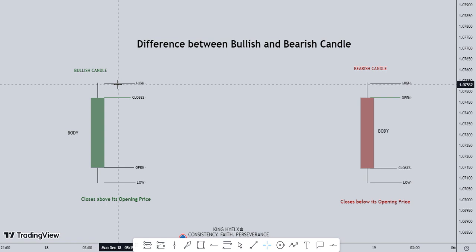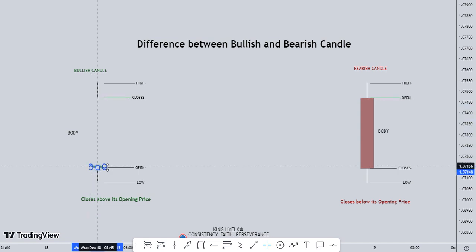I don't know if you understand. I think you do, right? So let me just go over it again. So this is a bullish candle, right? And we said a bullish candle closes above its opening price.